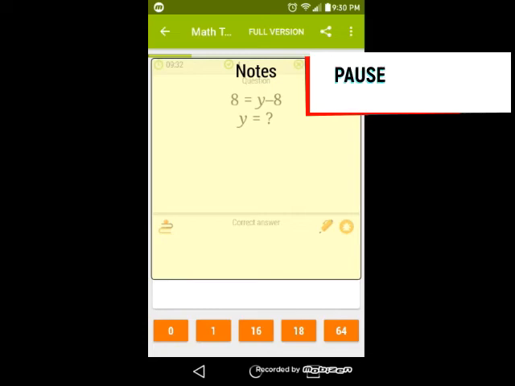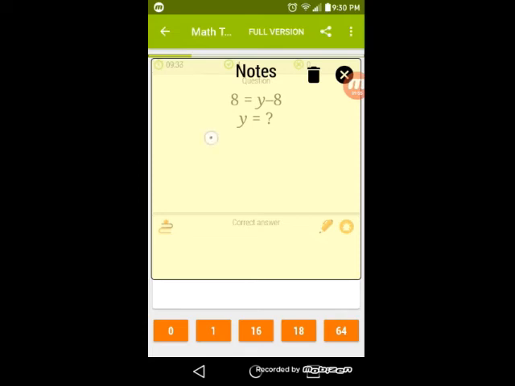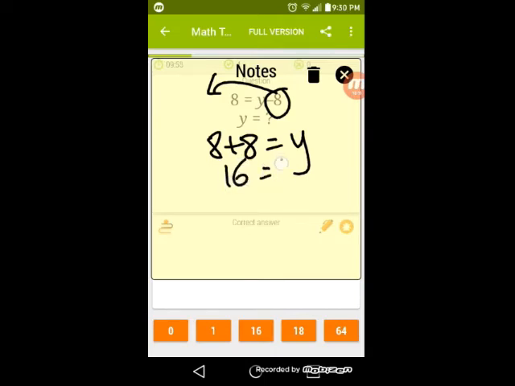Okay, now let's try just the shorter way. This one here, you're trying to take over this side. Take it over, it changes sign. So you've got now plus 8 because you've taken it from the other side. That's y. 16 is equal to y. In other words, y is equal to 16. And we go along.